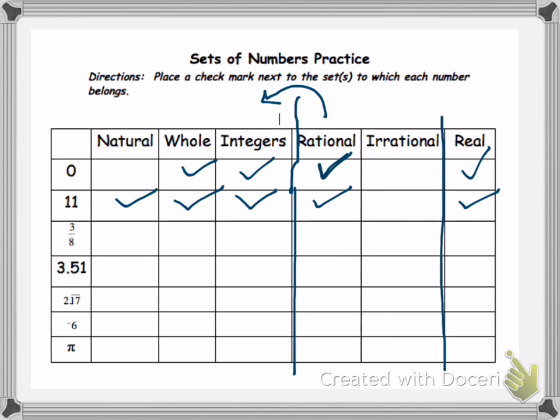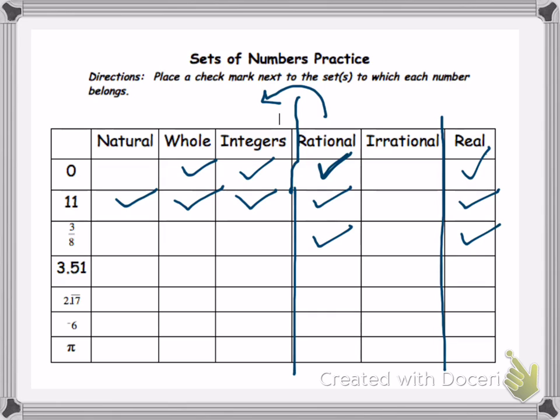Then we move to 3/8. 3/8 is a real number that exists on the number line. It can be written as a fraction because, well, it is one, so it's rational. But it has a fraction or decimal part, so that's all the further we can go on the categories.